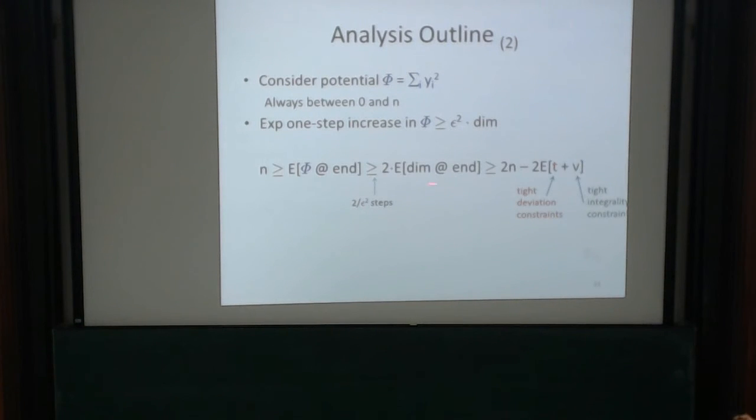And so if we add it over all the constant over epsilon squared steps, then we'll find that the expected potential at the end is at least 2 times the dimension at the end, because the dimension of the tight subspace can only decrease as we go along, and the dimension of the tight subspace at the end is exactly the number of variables minus the number of tight deviation constraints minus the number of tight integrality constraints. So we know that the final potential is pretty large in terms of this, but it can never go above n, so this gives us a bound on the total number of tight integrality constraints.